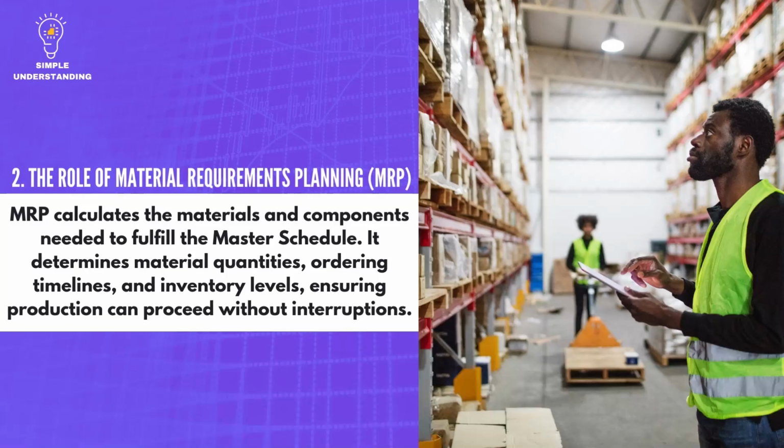2. The role of material requirements planning, MRP. Explanation. MRP calculates the materials and components needed to fulfill the master schedule. It determines material quantities, ordering timelines, and inventory levels, ensuring production can proceed without interruptions.